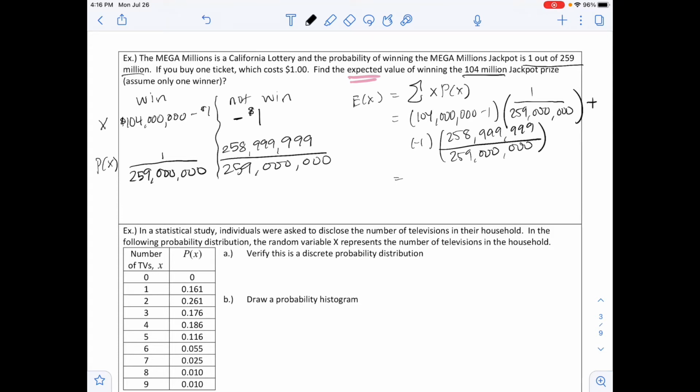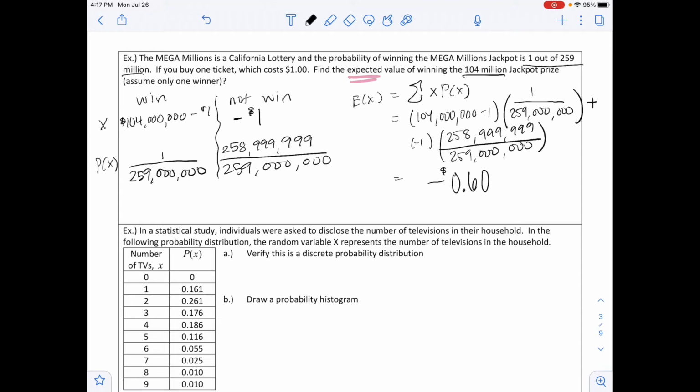So plugging this in all on your calculator and calculating an answer. Again, since we're dealing with money, I'm going to go ahead and round to 2 decimal places. And you should get a negative answer, and it should be negative 0.60 when you round to 2 decimal places. Put your dollar sign on there. So find the expected value of winning this.